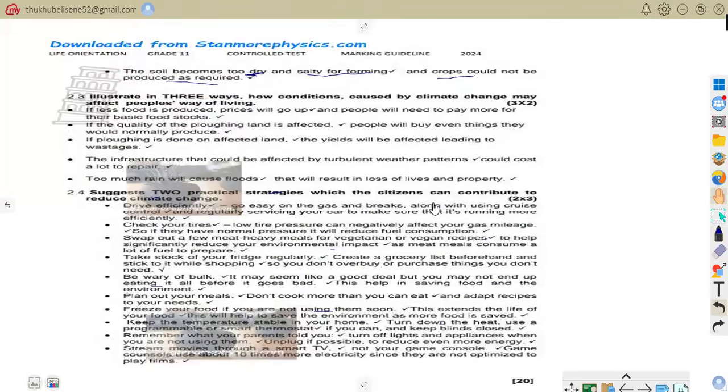So here we are on 2.3. It says illustrate three ways how conditions caused by climate change may affect people's way of living. So if less food is produced, price will go up, and people will need to pay more for their basic food stocks. So what we are trying to say is that there will be higher food prices. Food is going to become expensive.